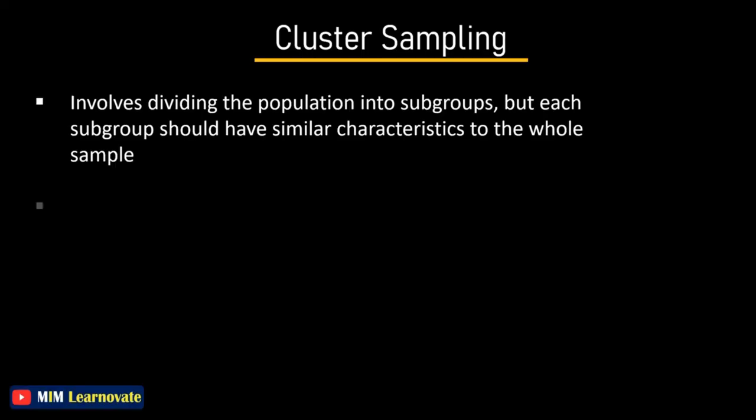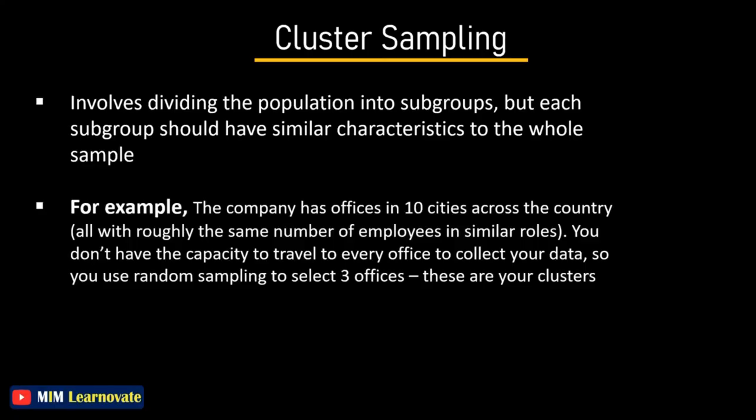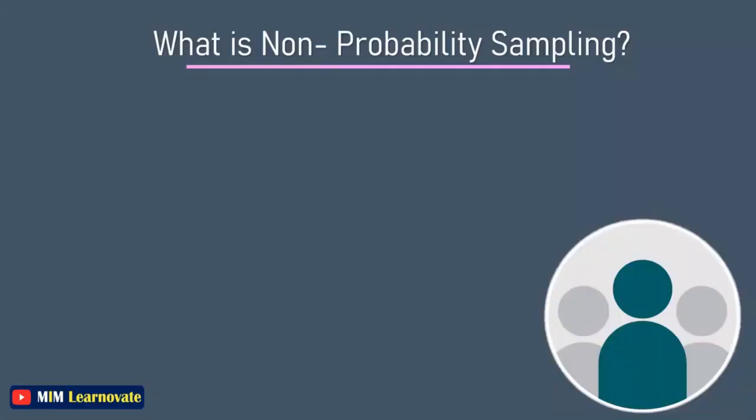For example, the company has offices in 10 cities across the country, all with roughly the same number of employees in similar roles. You don't have the capacity to travel to every office to collect your data. So you use random sampling to select 3 offices. These are your clusters.